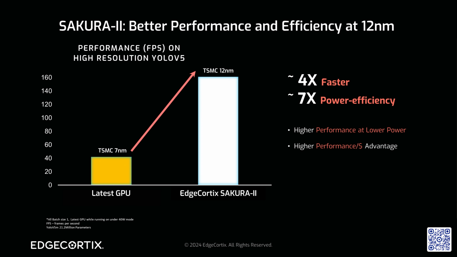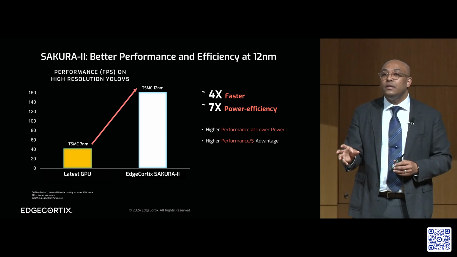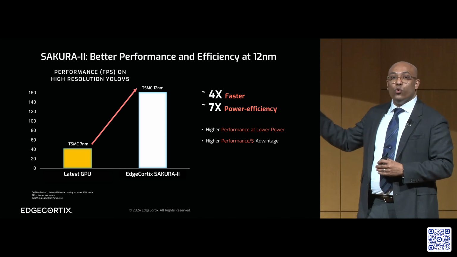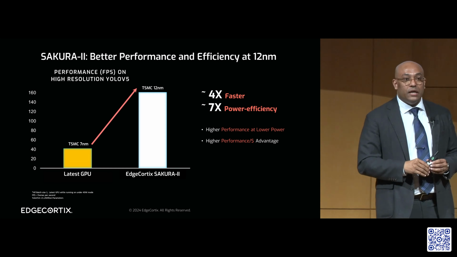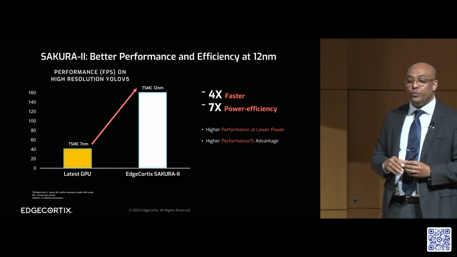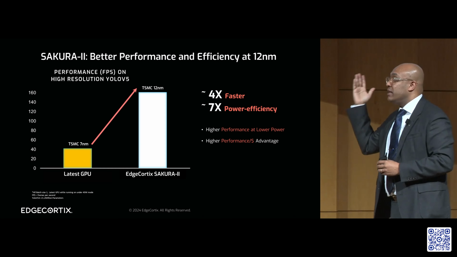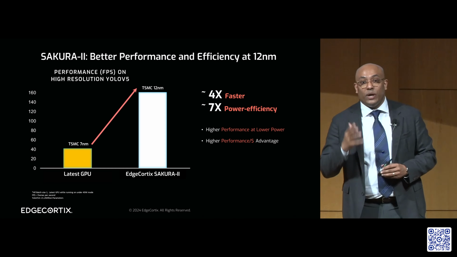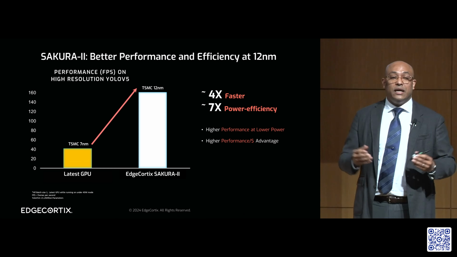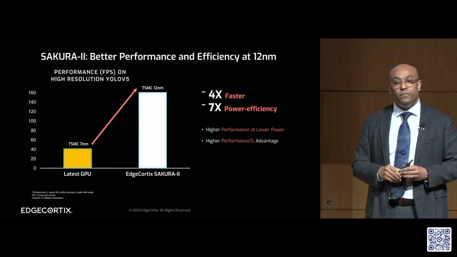If you have the right mixtures, in our experience, of architecture and software, and you're able to co-design those together, even while preserving an older process node, in our case 12 nanometers, and you compare what we can get by moving to an advanced process node like 7 nanometer, we can still preserve considerably speed, in this example 4x better, as well as power efficiency, 7x better. This is just an example. There are applications where this gap can be as big as 20x in terms of power efficiency.